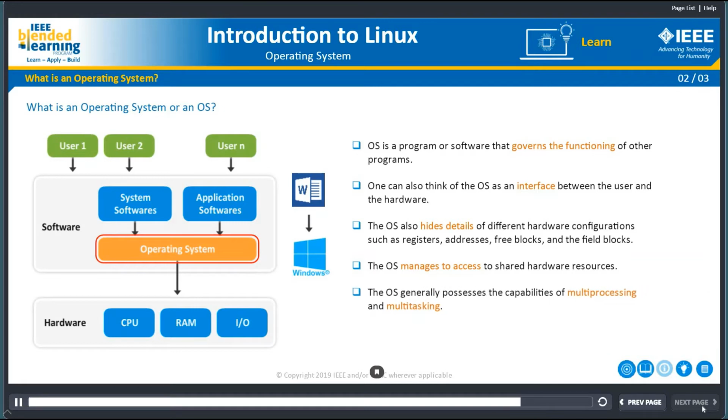The OS generally possesses the capabilities of multiprocessing and multitasking. Multiprocessing is the use of multiple processors within a single computer system. Multitasking is having multiple processes running on a single processor.